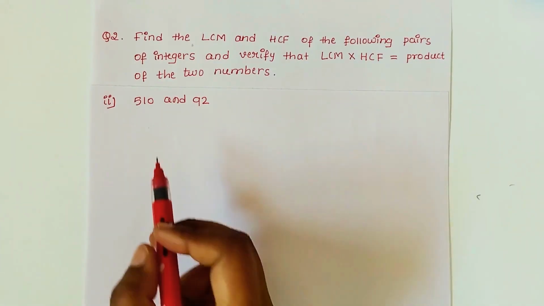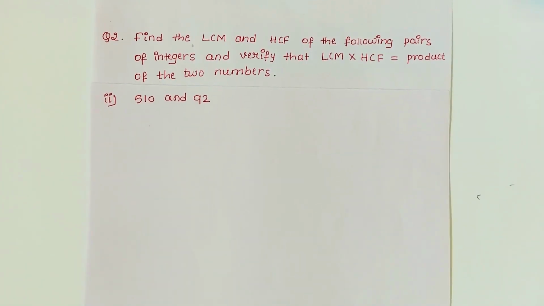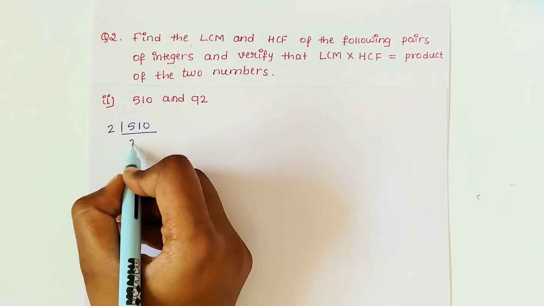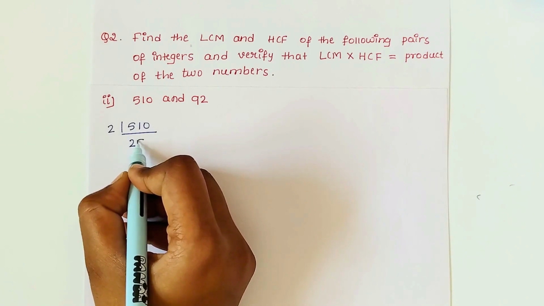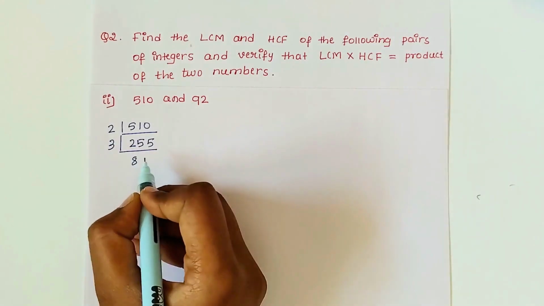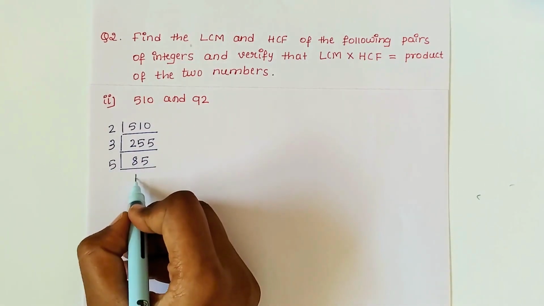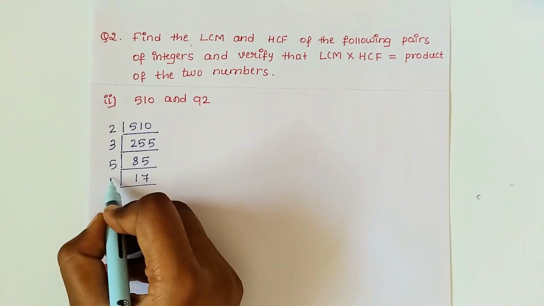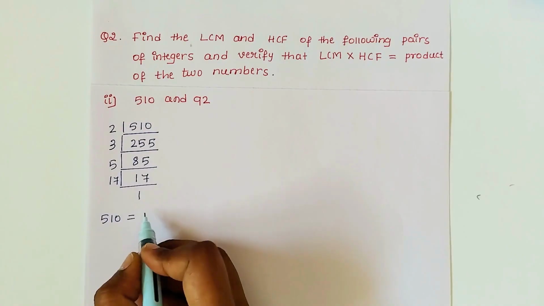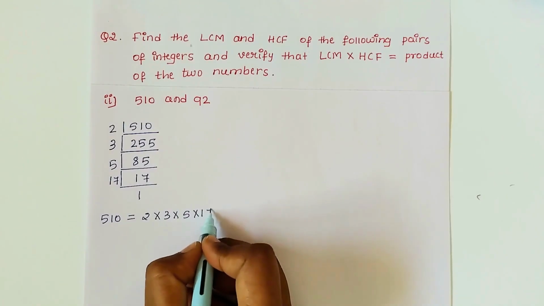So the second question is 510 and 92. Again, we will get the factors for 510 and 92. Consider 510. 2 2s are 4, 2 5s are 10. Start with 3, 3 8s are 24, 3 5s are 15, 5 1s are 5, 17 ones are 17. So write down 510 as a product of primes: 2 into 3 into 5 into 17.